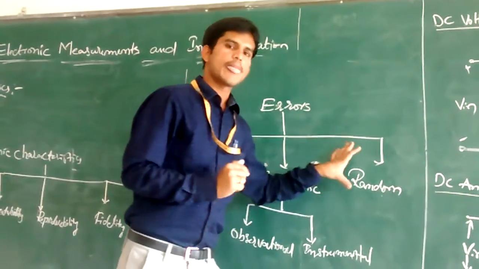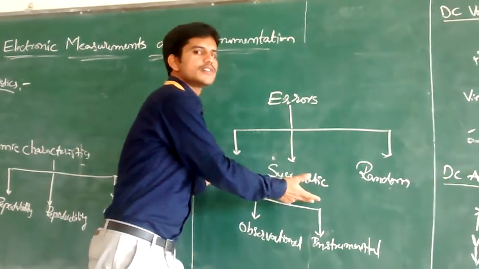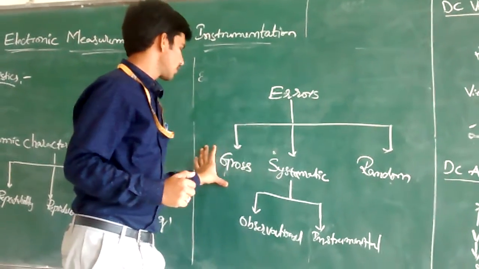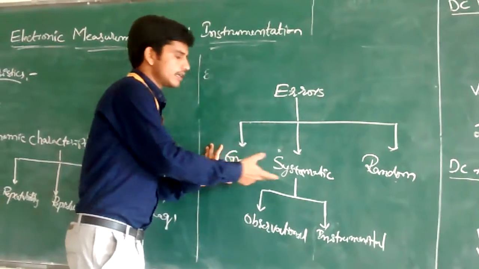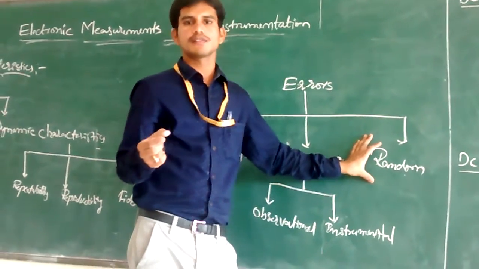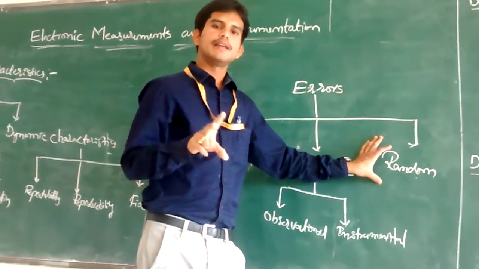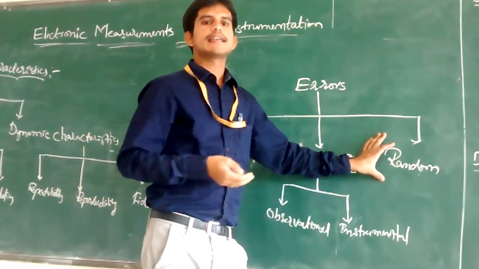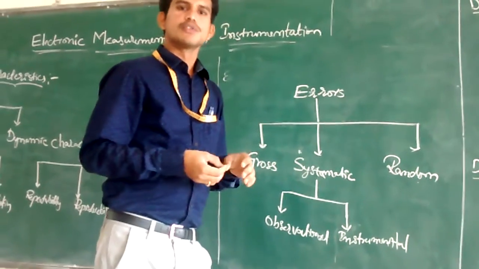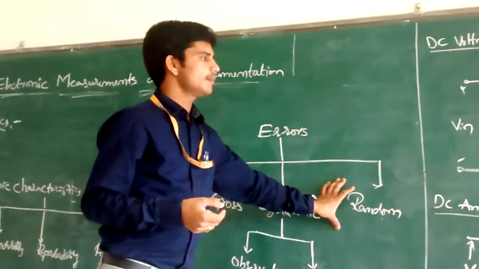Coming to random errors, these are the errors which occur apart from the gross and systematic errors. After eliminating the gross and systematic errors, even though a small amount of errors still exists, these are called random errors. The random errors can be calculated and eliminated with the help of basic statistical analysis, like the average, mean square value, and root mean square formula. By using those statistical analyses, you can overcome the random errors.